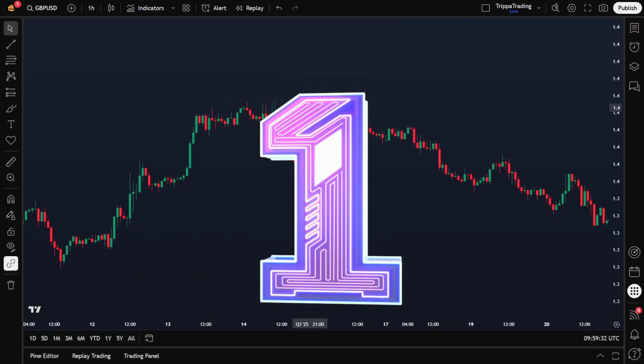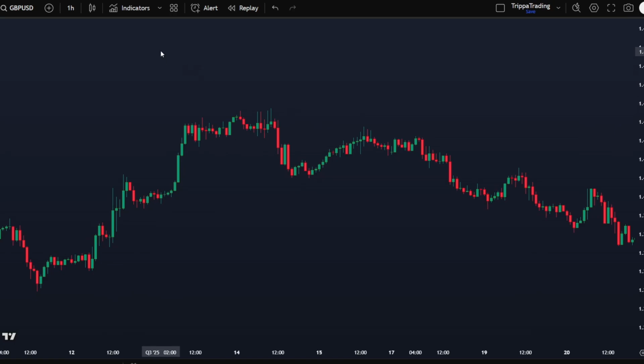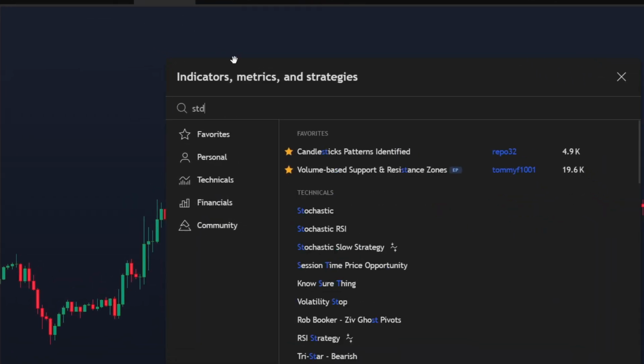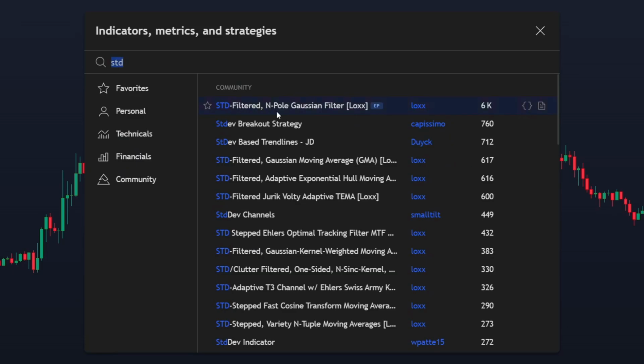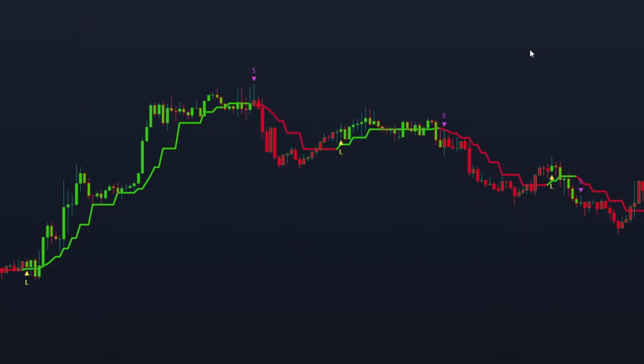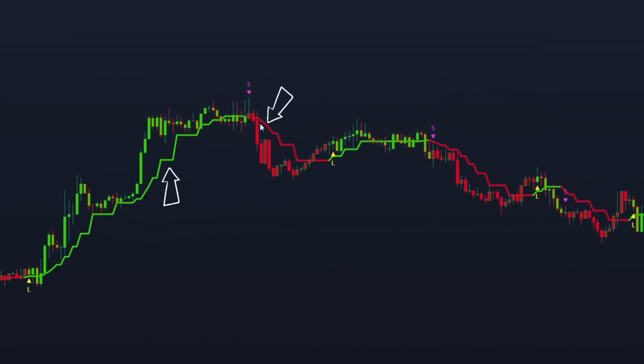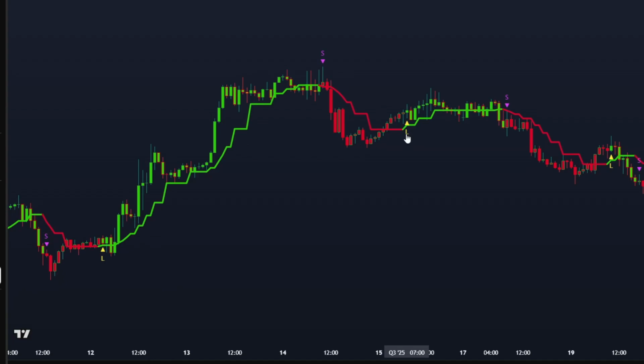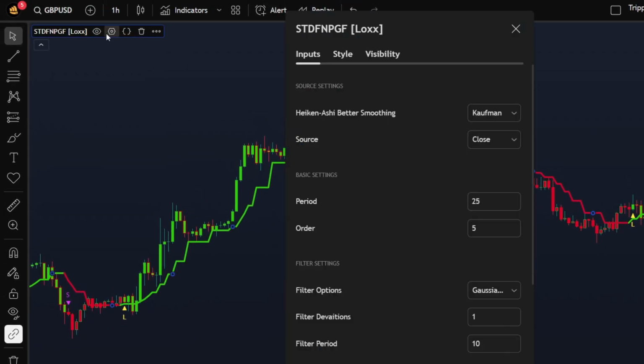Let's get straight into the first one. For this setup, we're going to need two indicators. So I'll head over to the Indicators tab from here, and then type in ST filtered N-pole Gaussian filter. It's the one by LowXX. Add it to your chart. You'll see a line overlaid on the candles that flips between green and red, plus buy and sell signals marked with L and S. Before we use it, let's fix the settings.